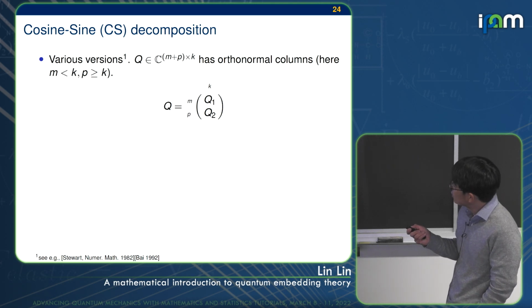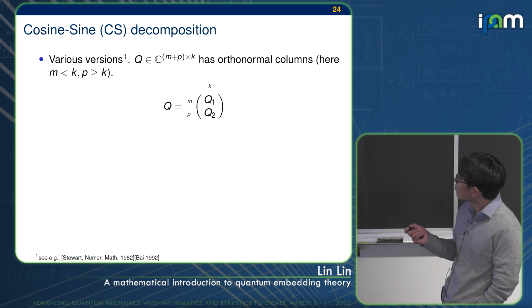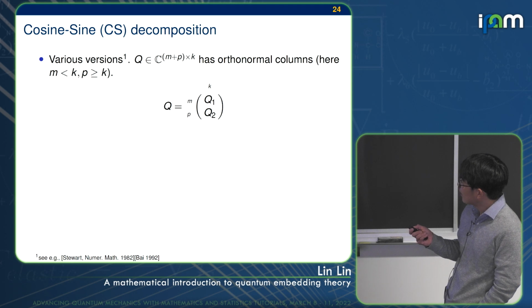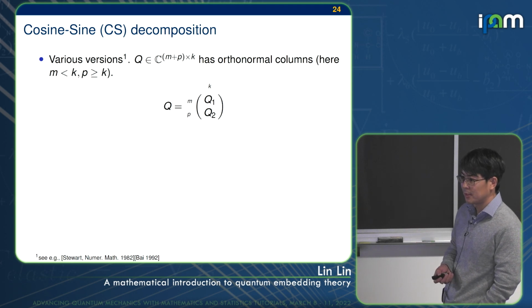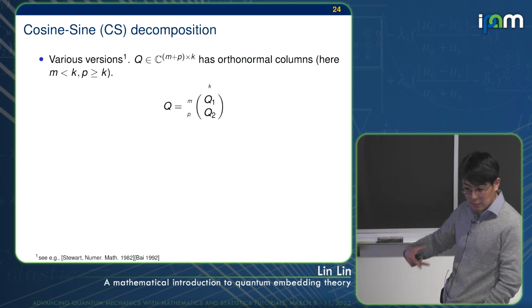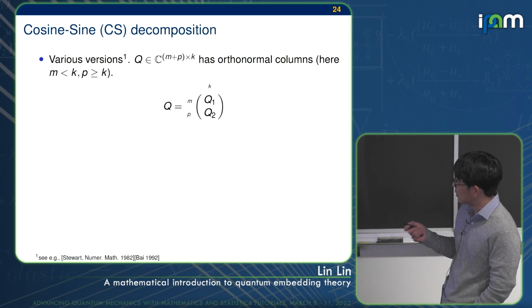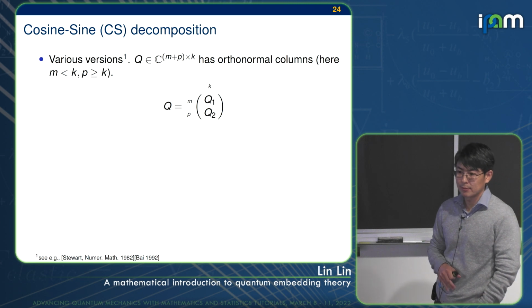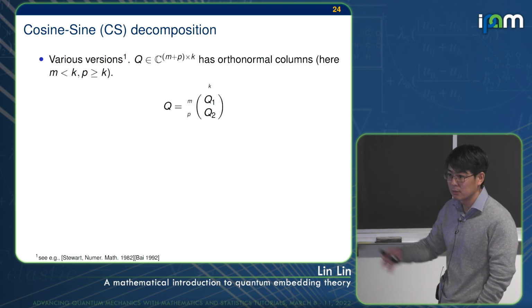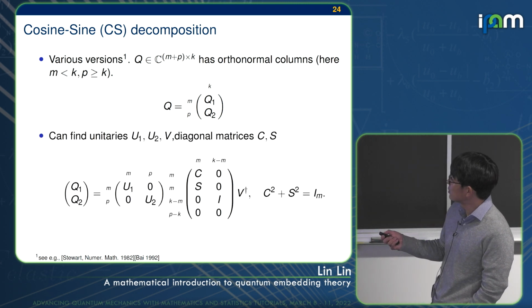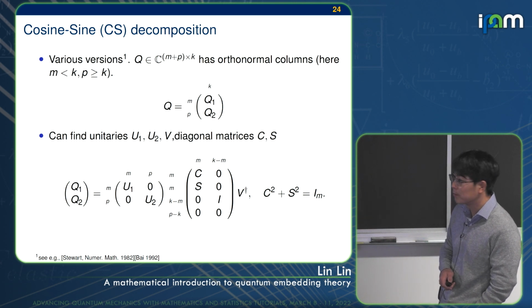Q is a matrix, (m plus p) by k, with orthonormal columns. Here, for reasons of relevance to the discussion later, I assume m is smaller than k, and p is greater than or equal to k. But there are other settings as well. This matrix of orthonormal columns can be partitioned into Q1 and Q2.